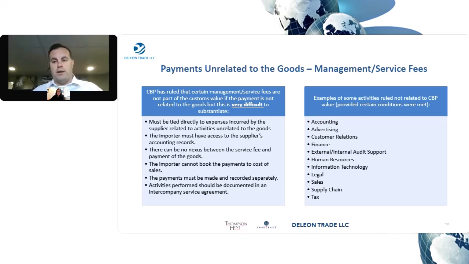If a bunch of requirements are met, it has to be paid separately, the importer has to book it a certain way. But the most important thing is you have to have access to the seller's accounting records so you can prove the fee they're charging you is tied to actual expenses in their books. Otherwise, CBP will say, you can't substantiate it, you cannot take it. It's a very high burden, and I would recommend anyone doing this to reach out to their legal counsel to make sure what they're doing is correct, because CBP is going to be spending a lot of time on this over the next few years.